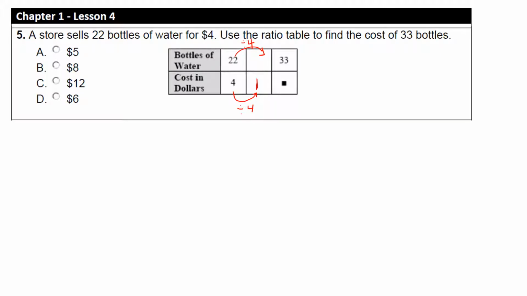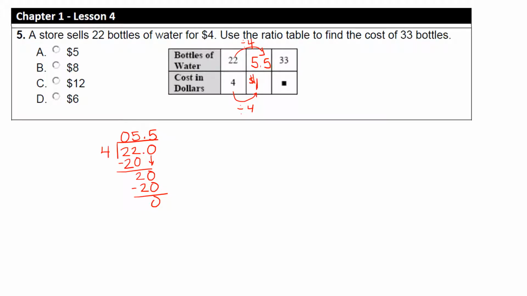So we have 22 divided by 4. 4 cannot divide 2. It can divide 22 by 5, or 5 times. 22 divided by 20 equals 2. Add a decimal point and a 0. Bring down the 0. 4 goes into 20 5 times, which is 20. So you can get 5.5 bottles for $1. Now we want 33 bottles.